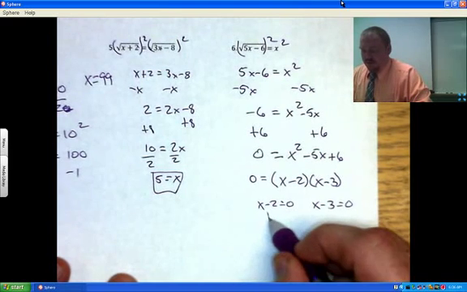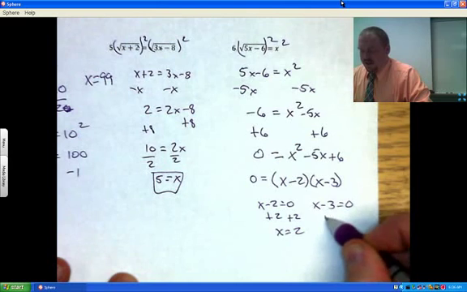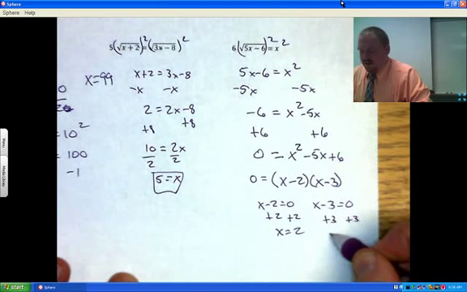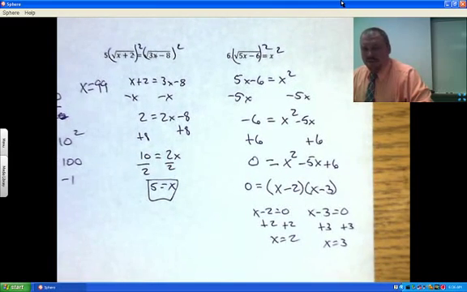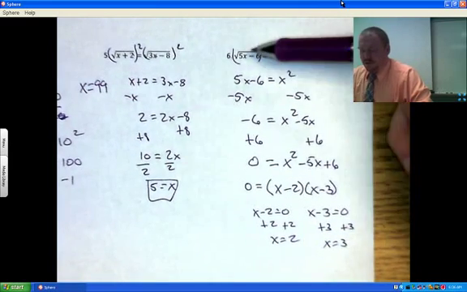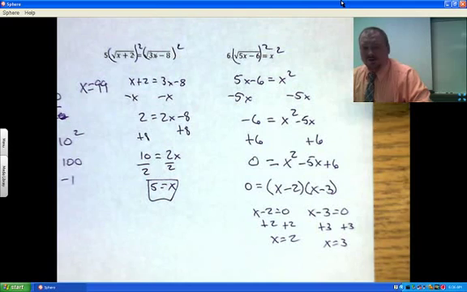And if we were to plug that in, 5 times 2 is 10, minus 6 is 4. The square root of 4 is 2. So that works. Use 3. 5 times 3 is 15, minus 6 is 9, and the square root of 9 is 3. So that's good. We're ready to move on.